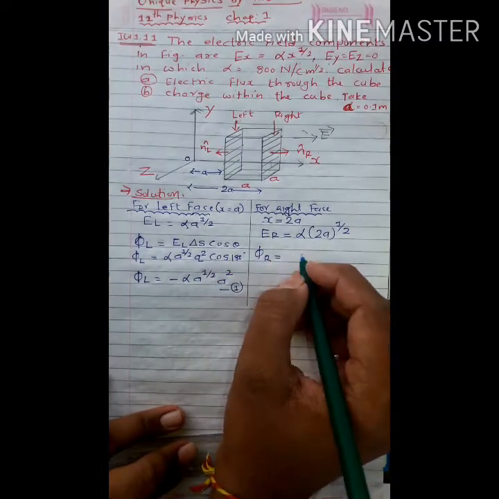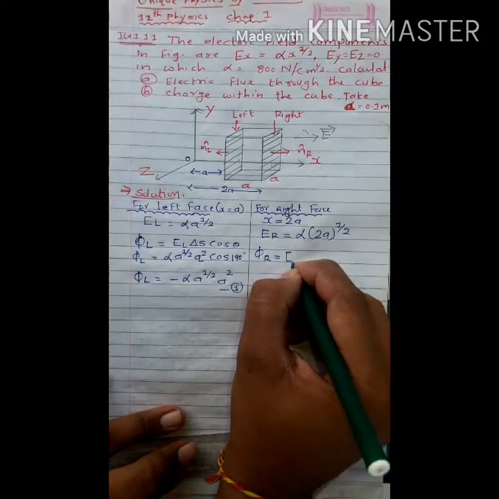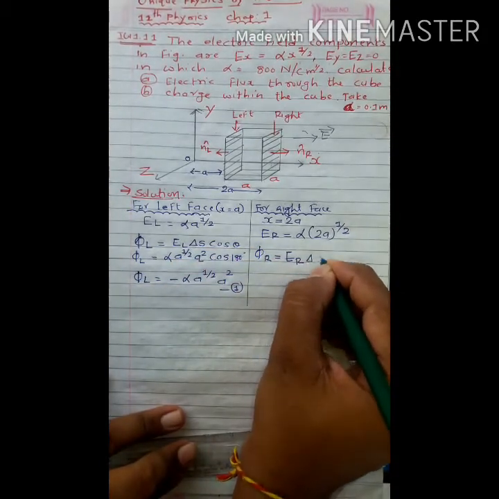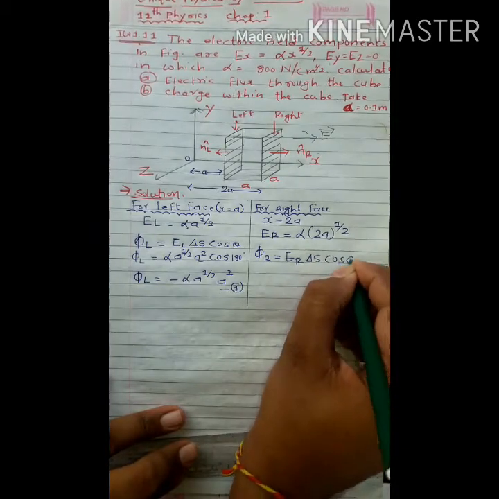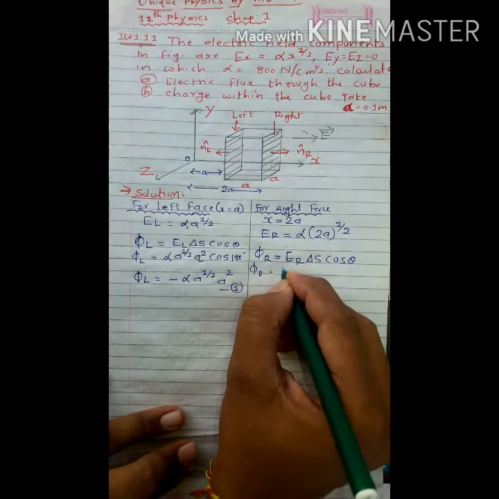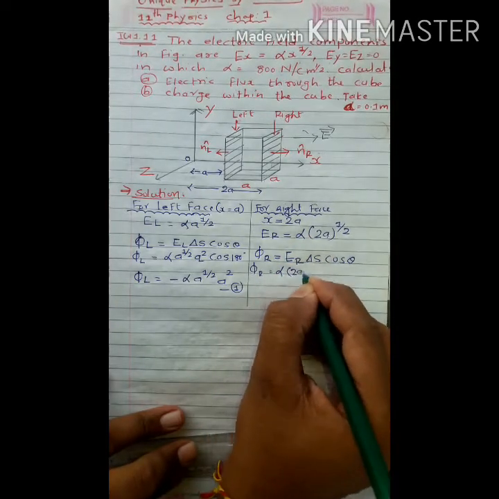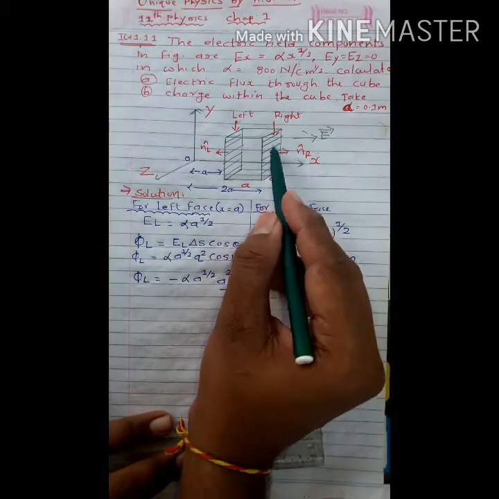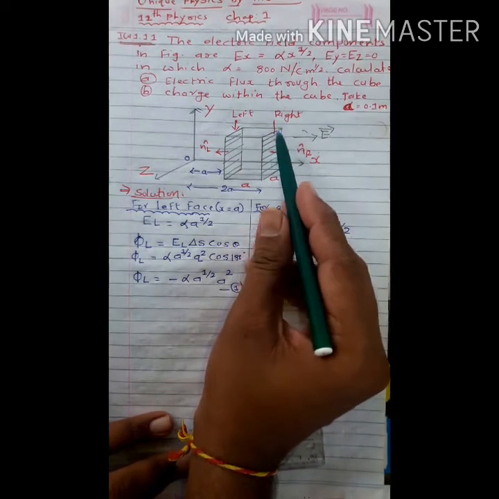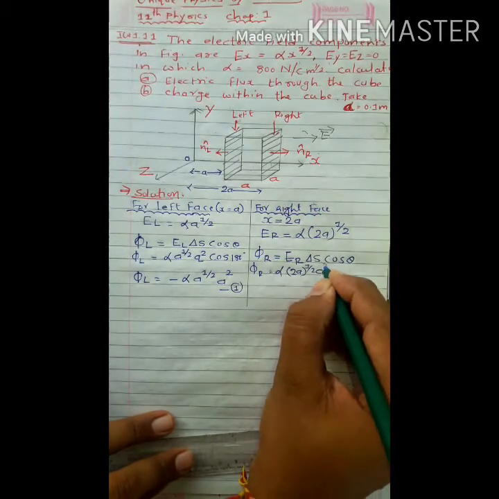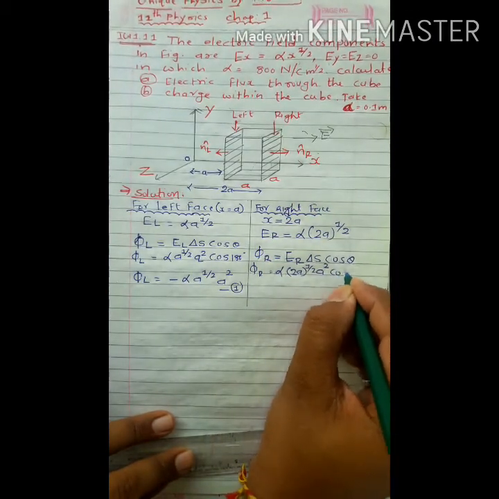So phi_R is equal to, the same equation here, but instead of E_L we use E_R, into delta S into cos theta. Therefore phi_R is equal to E_R, meaning alpha into (2a) raised to 1 by 2, into delta S. Delta S is again the area of this right face. Again we have a square face, so the area is a square, into cos theta.